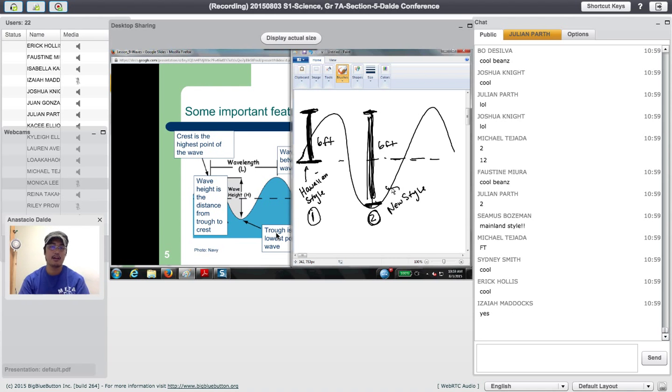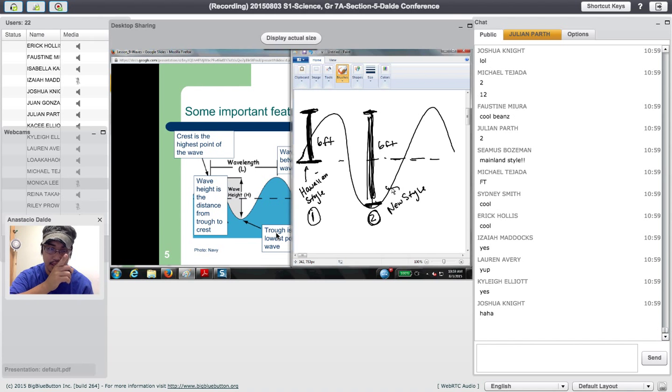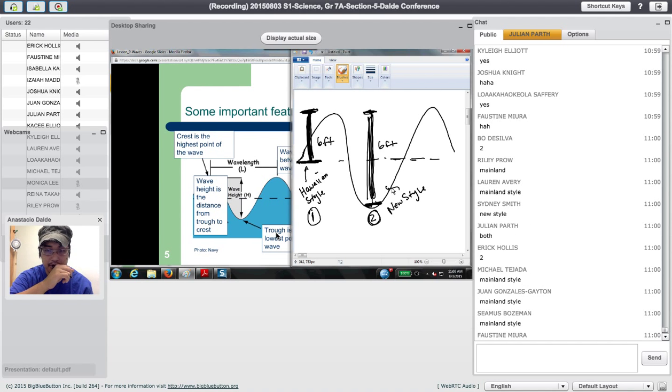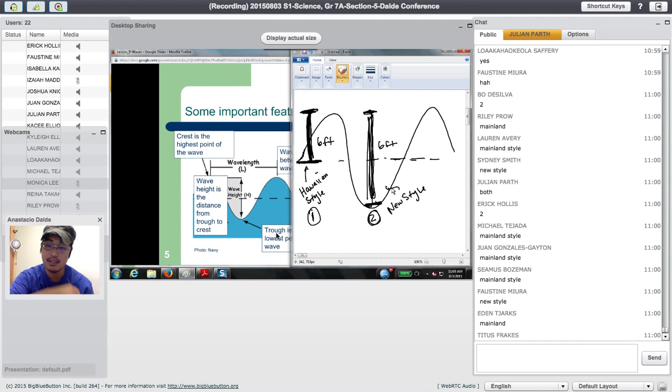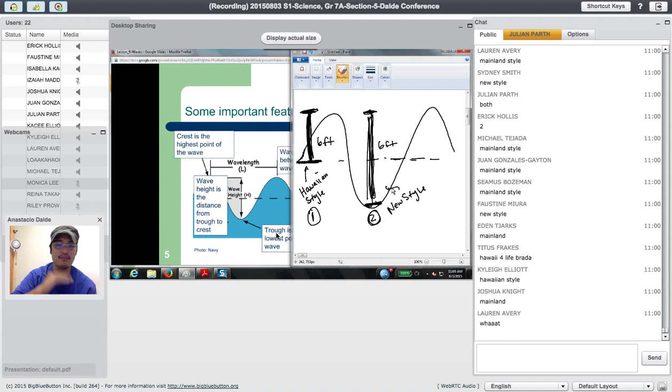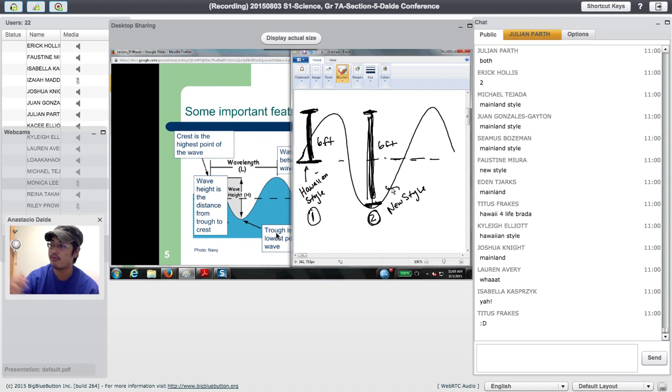All right, now here's my question to you. In science, which one do we use? Do we use Hawaiian style or mainland style? Well, I hate to say it, my friends, but in this case, the Hawaiians got it right. In science, we use Hawaiian style. Every single time I've seen waves, it's always been measuring from the middle to the top. That is called the amplitude of the wave.